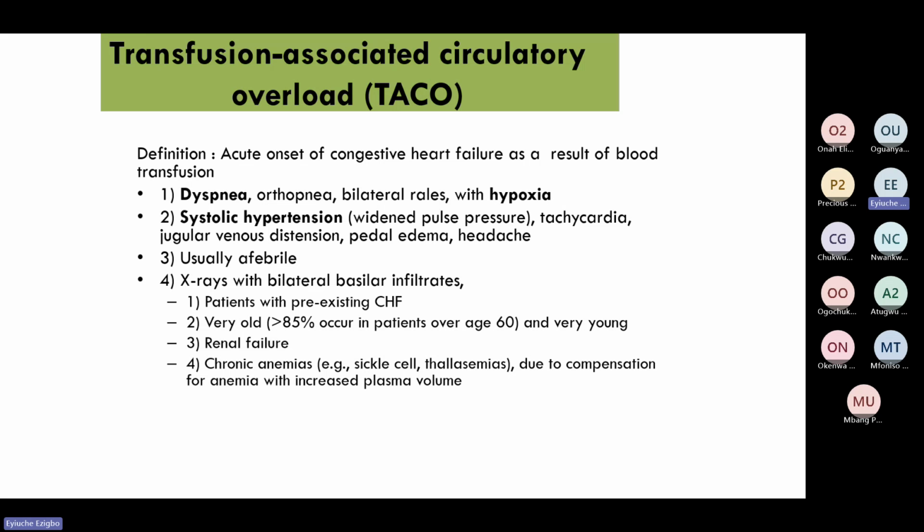Patients with pre-existing congestive heart failure, very old patients, and patients with renal failure can come down with TACO. Patients with chronic anemias like sickle cell disease also have increased plasma volume to compensate for the anemia. Because of the chronic anemia, they are transfused often, so regular transfusion can also result in circulatory overload in such patients.